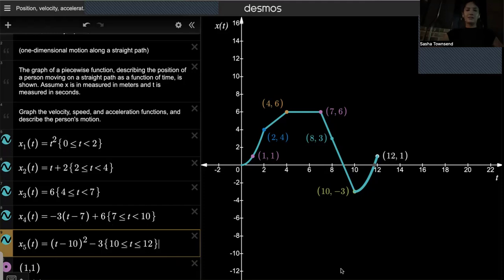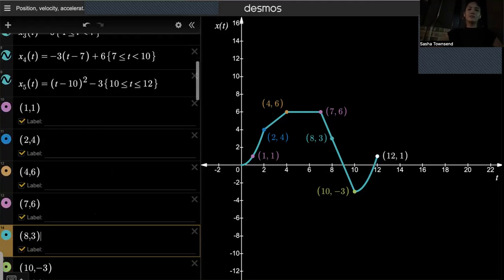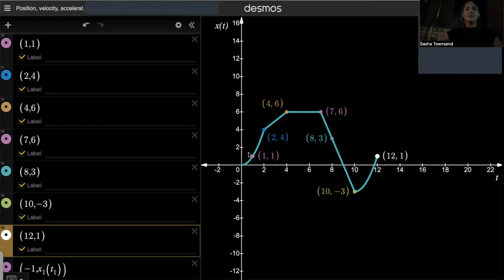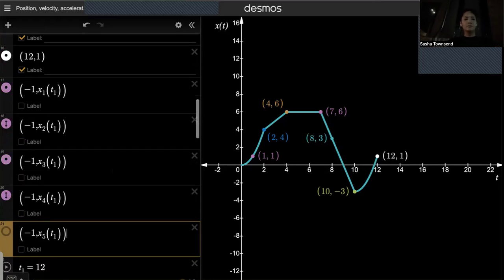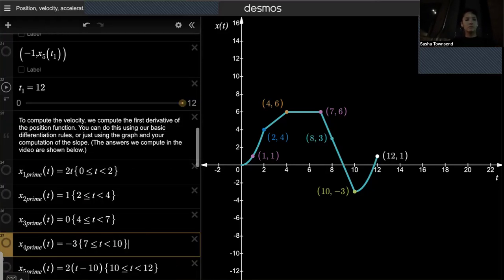Okay, so this is our graph. We say, okay, well, what's the velocity? Well, if I know that this is t squared, the velocity can be found just using the power rule. We're going to have 2 times t.